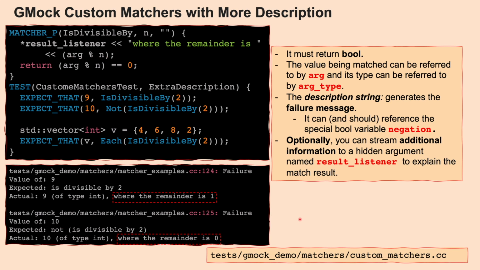So there you have it, guys. Now you know how to write custom matchers, which take extra parameters. And on top of that, you can customize both this part and this part in your output. You can run these examples yourself from this path.